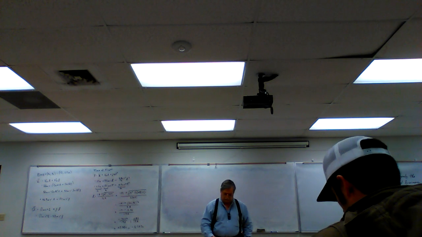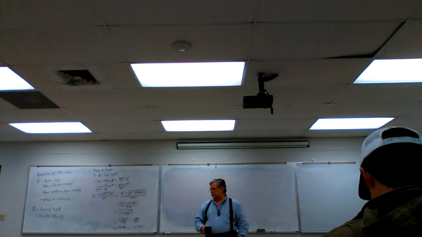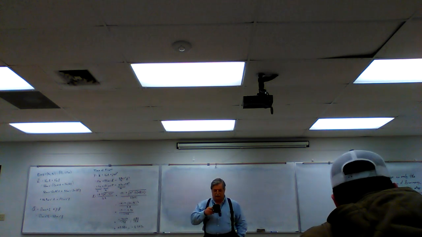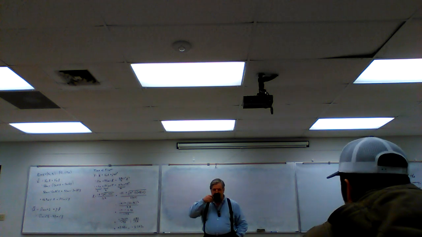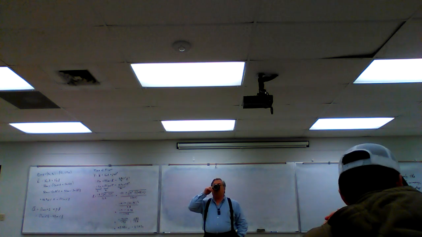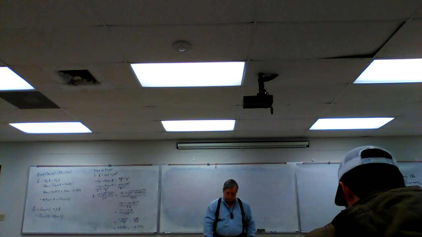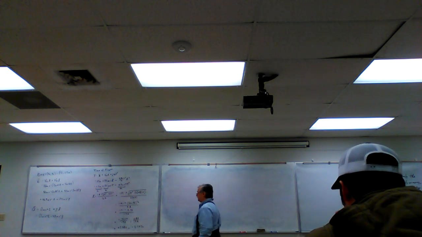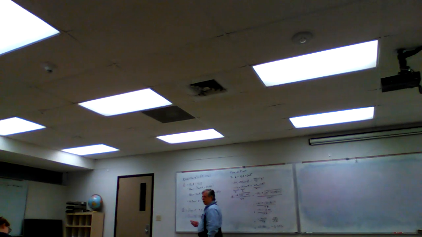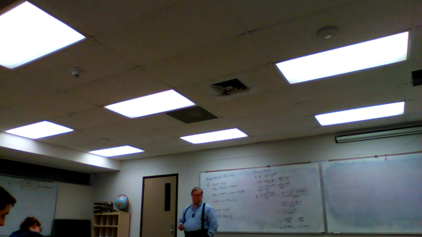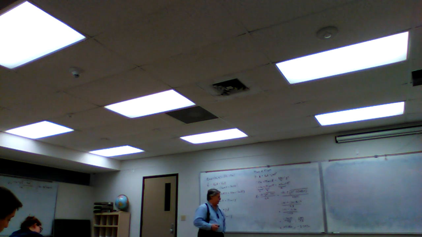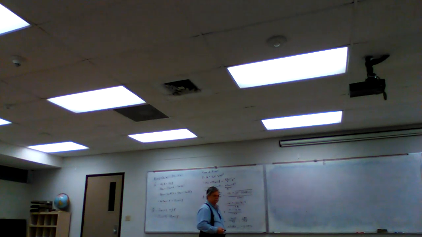So we left off Monday. This is Wednesday? Yeah, we left off Monday. We had fired an arrow with an initial velocity of 50 meters per second at an angle of 20 degrees. And we wanted to find out how far away it would be when it hit the ground.